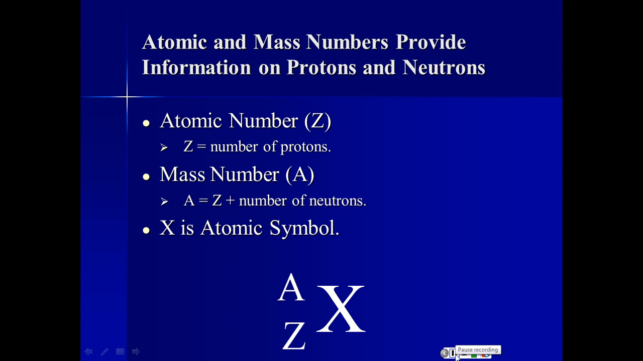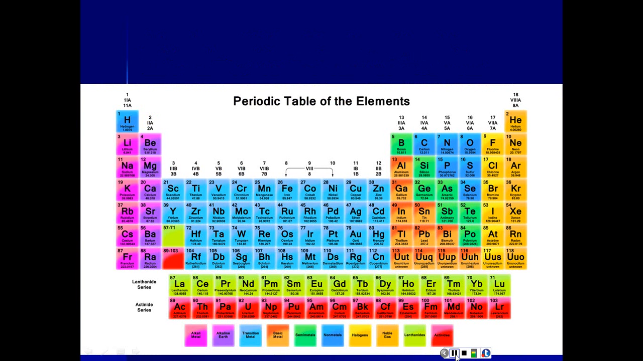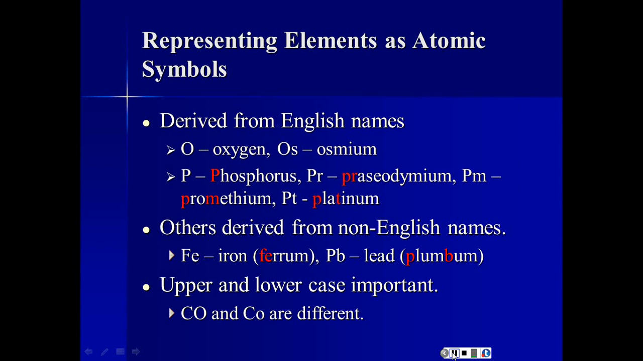We can now turn our attention to the elemental symbols as provided by the generic symbol X. A look at the periodic table shows us that there are over 100 elemental symbols utilizing all letters of the alphabet except J and Q. Our shorthand notation for the elemental type incorporates the first letter of the elemental name in English and often a second letter. For example, O is oxygen, Os is osmium, P is phosphorus, Pr is praseodymium, Pm is promethium, Pt is platinum, and so on.